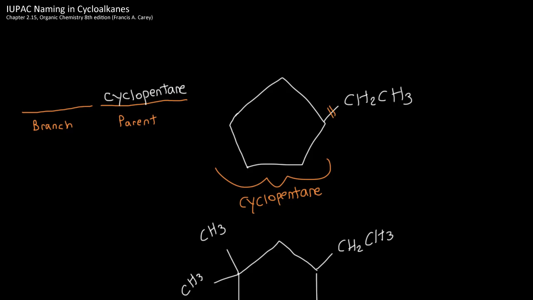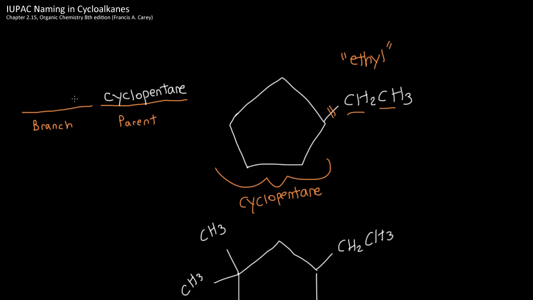So what do we name? What's our branch? Well, we know that it has 2 carbons. I said it before, it's an ethyl branch. Ethyl. Misspelled that, let me fix that up for you. There we go. It's an ethyl branch. It has 2 carbons, 1 carbon, 2 carbons, ethyl, and we can just write that right there.